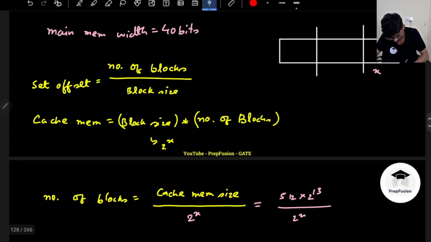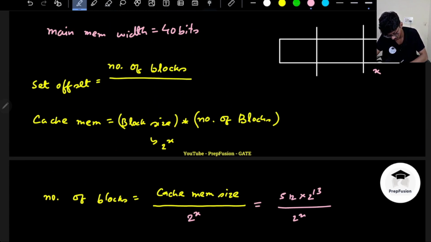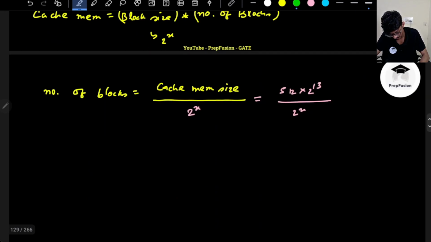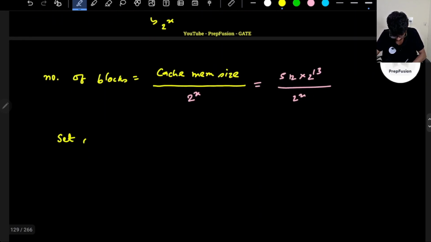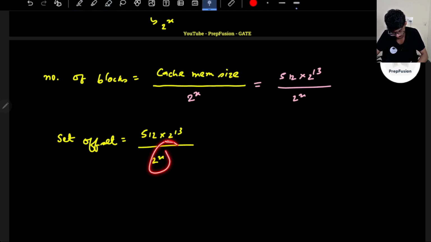Sorry, the set offset is not equal to the number of blocks divided by the block size. I was wrong. It is equal to the number of sets, the set associativity. That is what I was getting wrong. So my set offset becomes 512 into 2 raised to power 13 divided by 2 raised to power x. The assumption is the block size is also in bytes. If it is in bytes, here I don't need to convert this into bits. This should be in bytes, because the assumption is my block size is also in bytes only.